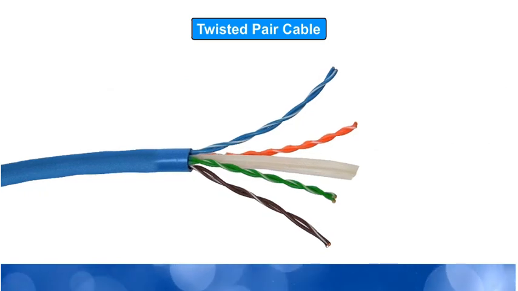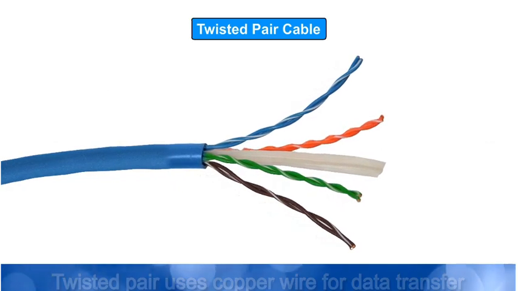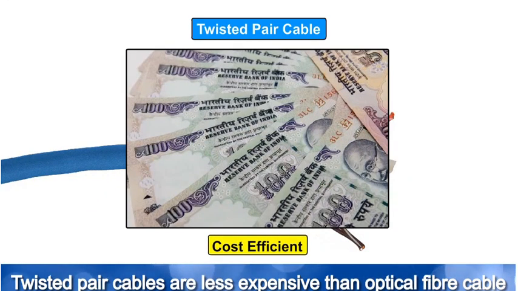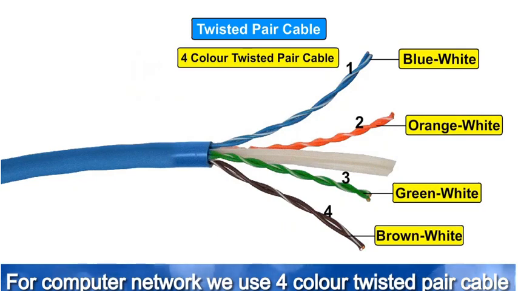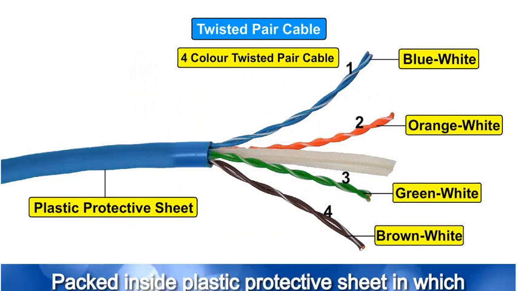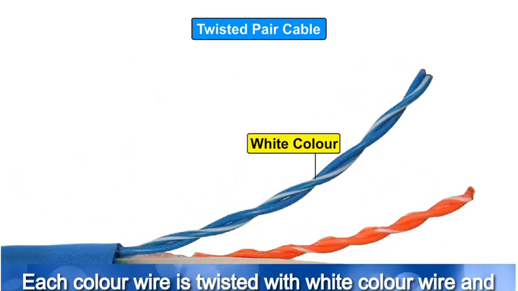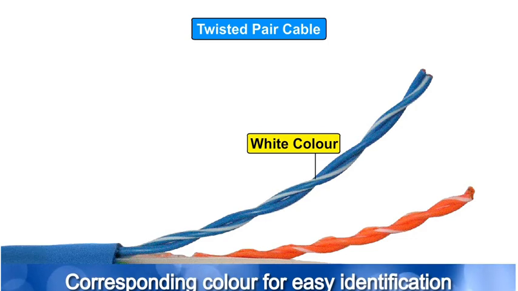Twisted pair cable. Twisted pair cable uses copper wire for data transfer. Twisted pair cables are less expensive than optical fiber cable. For computer network, we use 4-color twisted pair packed inside plastic protective sheet in which each color wire is twisted with white color wire, and the white color wire is having masking of corresponding color for easy identification.